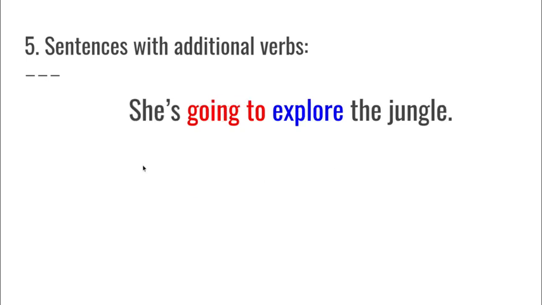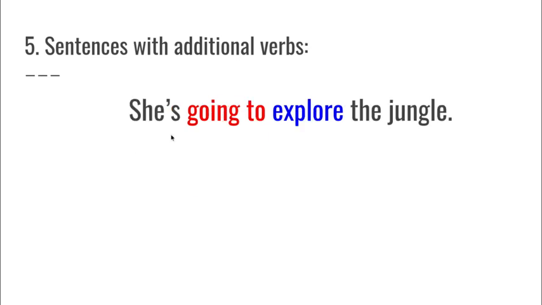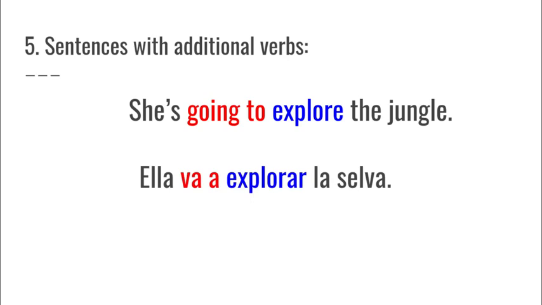If we take voy a, we can put it in the she form too, or we can put it in any form. So if we wanted to say she's going to explore the jungle, it'd be ella va a explorar la selva. So this explorar stays the same. It's in its infinitive form, but we change this to go with ella. Yo voy, tú vas, ella va. Voy, vas, va, vamos, van are the different forms of to go.